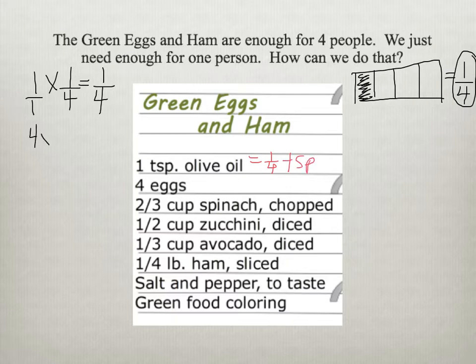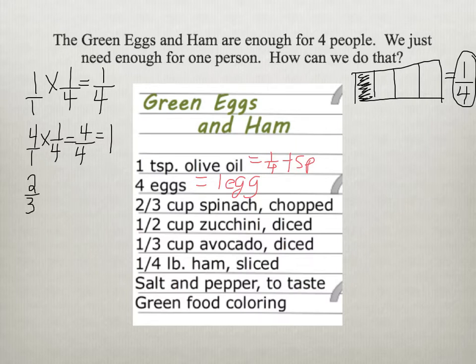4 eggs times 1/4. Put that over 1. 4 times 1 is 4, and 1 times 4 is 4, which is 4/4. This is also known as 1 whole, so we only need 1 egg. Are you staying with me so far? Good.